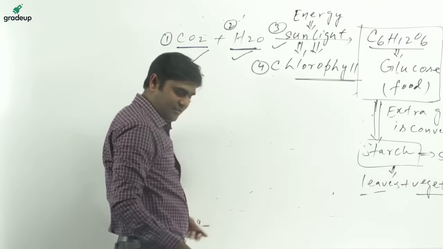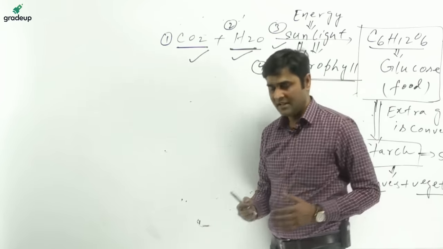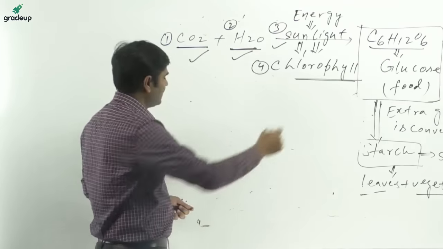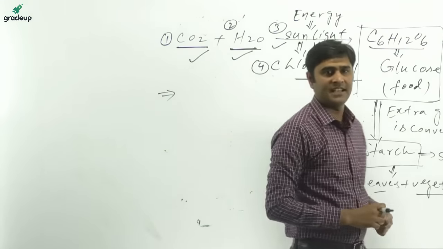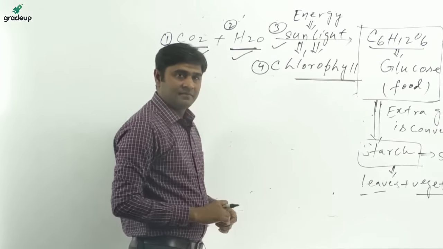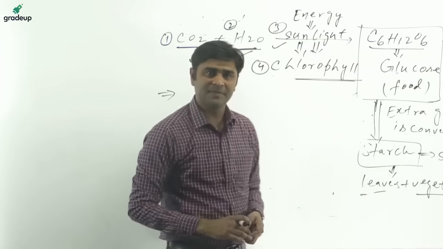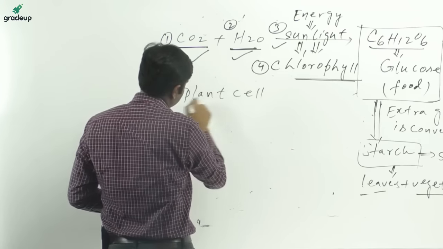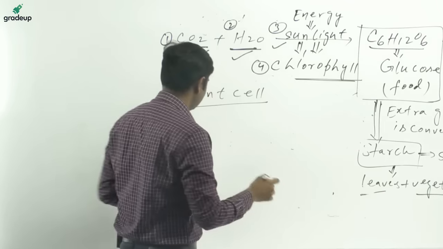This is the chemical equation of photosynthesis. So the process of photosynthesis takes place in. The question is, the process of photosynthesis takes place in, what is the answer? Give me your responses guys. The process of photosynthesis takes place in the plant cell.